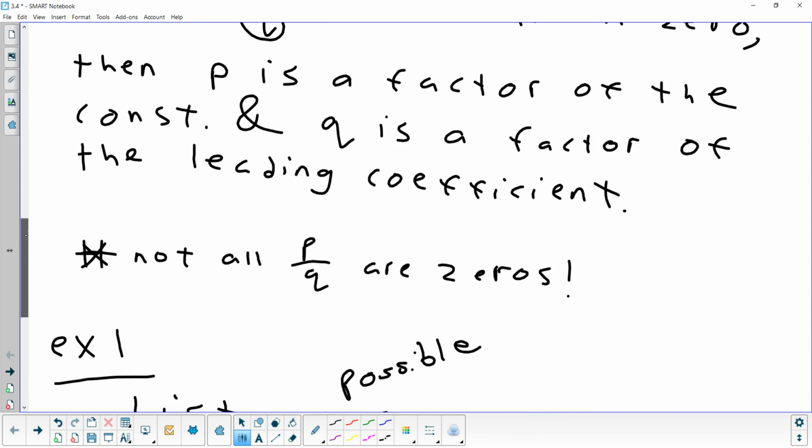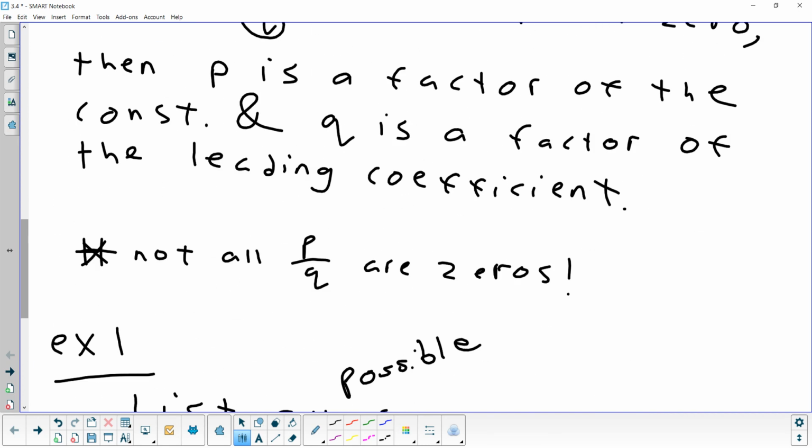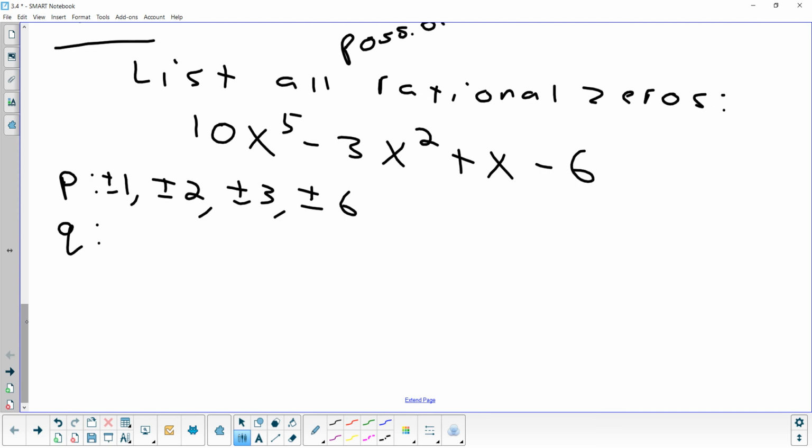Now, Q. Q is the possible denominators for my root. Q is a factor of the leading coefficient. What's my leading coefficient? 10. And can you give me the factors of 10? Positive and negative 1, positive negative 2, positive negative 5, and positive negative 10. Yes. So this is going to be a pretty big list. Most problems don't have quite this many.